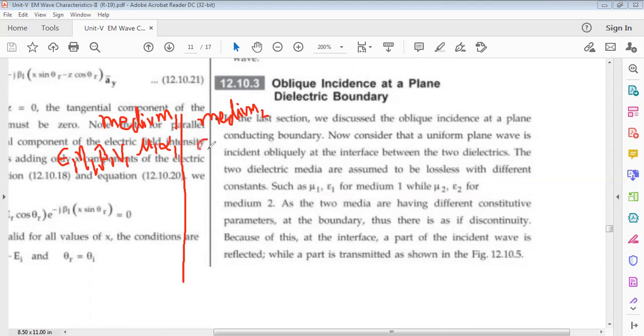The same thing in medium 2, the parameters are epsilon 2, eta 2, beta 2, v2, the velocity, mu 2, the permeability, and alpha 2 also. So both are dielectrics only. Now we send a signal, an incident beam, obliquely with an angle theta I. Let us say here is the line, the theta I.